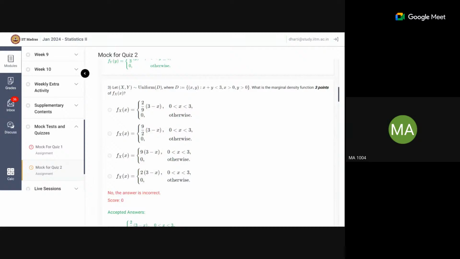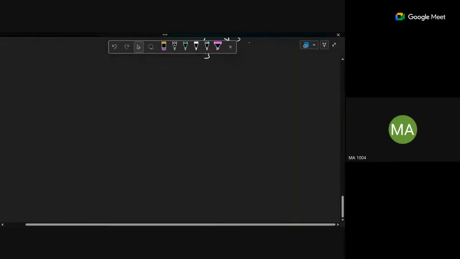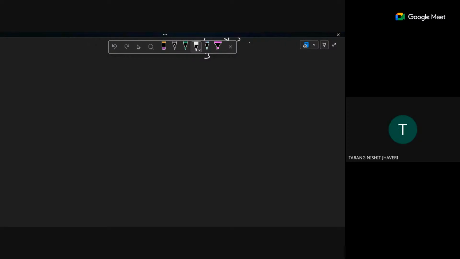And the area is 1 by area of D, right? Yes. So how did you get to know that it will be 1 by area of D? Because it is uniform. And because it's given that XY is following uniform distribution over D. Right? And D is what? Collection of all the XY such that... D is not area, D is the region.